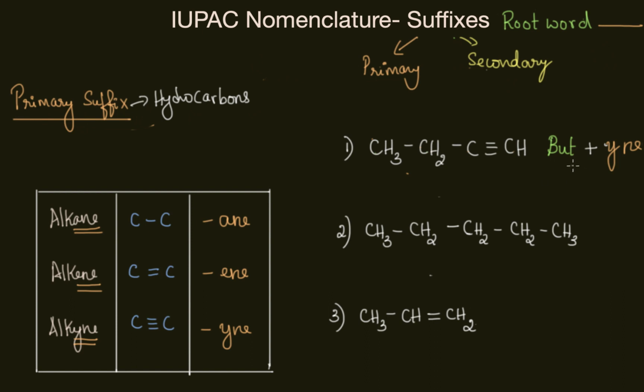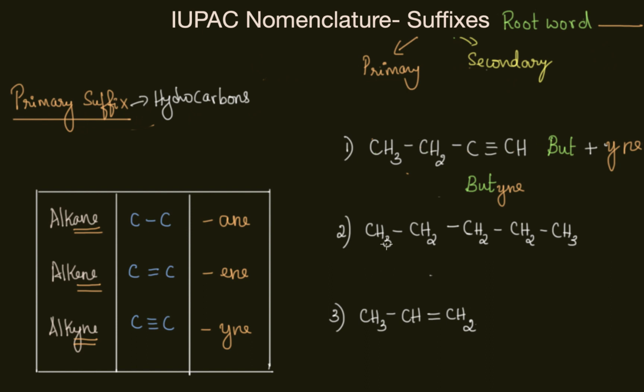So we got a root word which is but, and the primary suffix is yne. Now in order to name them, we just club them. So this becomes but plus yne, butyne. Yes, we finished naming one hydrocarbon. This is how we name the hydrocarbons. That's butyne. Now why don't you all name the rest of the compounds?